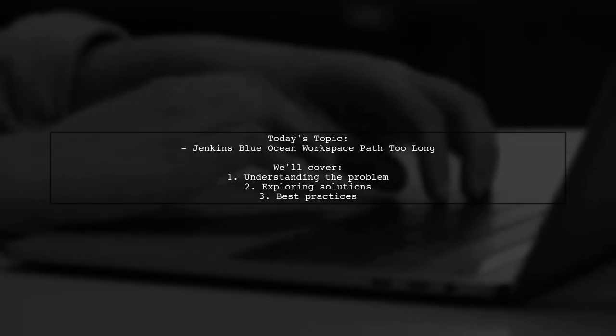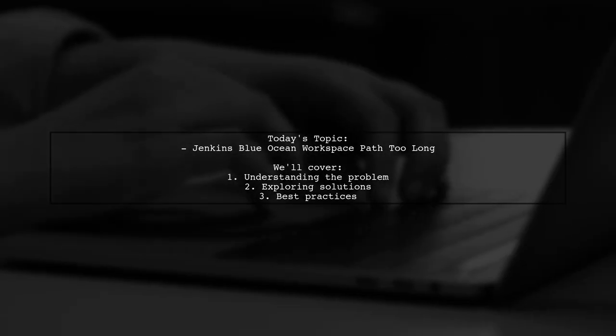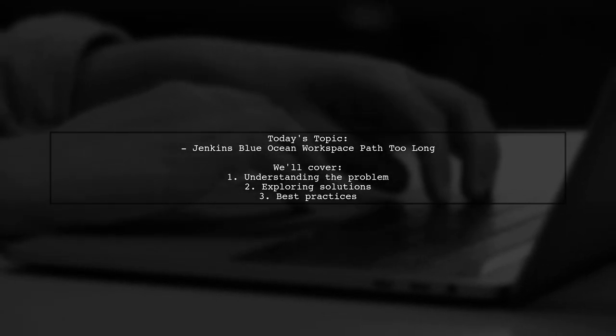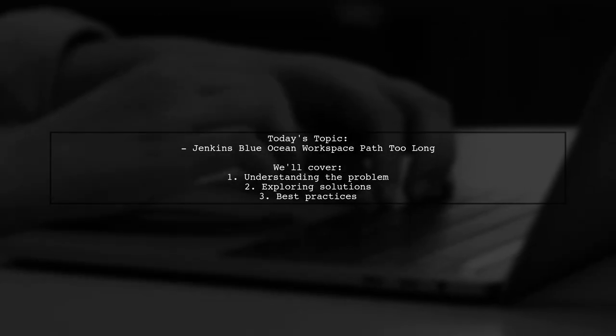Today, we're tackling a challenge that many developers encounter when using Jenkins Blue Ocean. Our viewer asks, how can we resolve the issue of a workspace path being too long on Windows when building .NET applications?